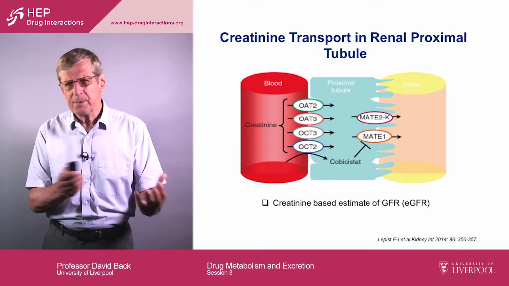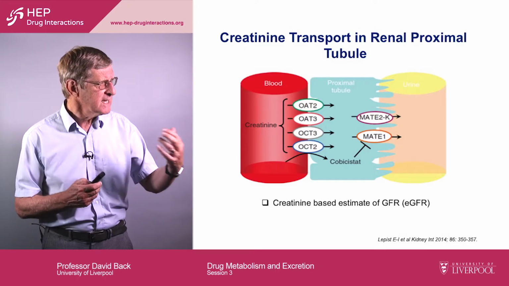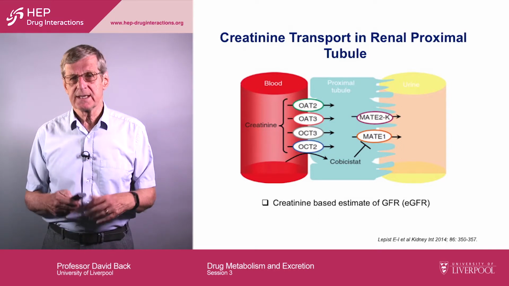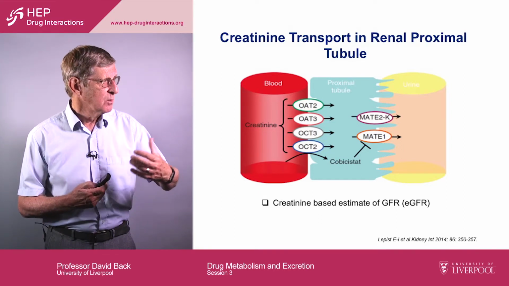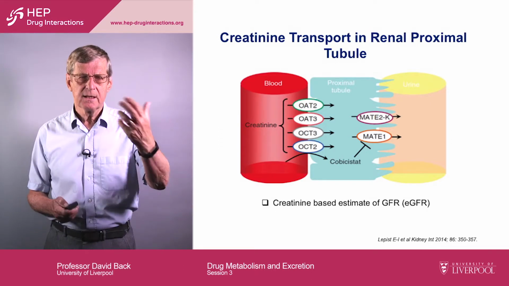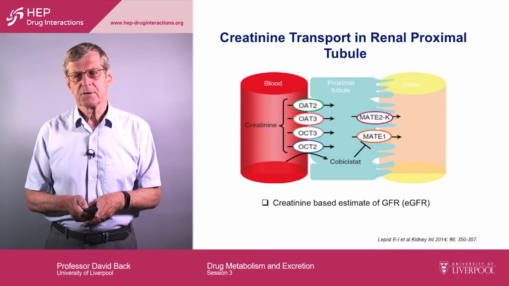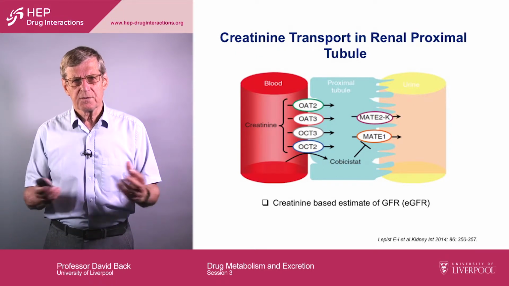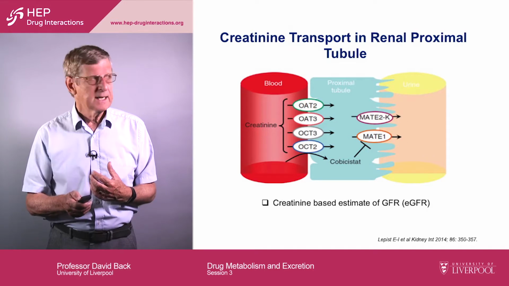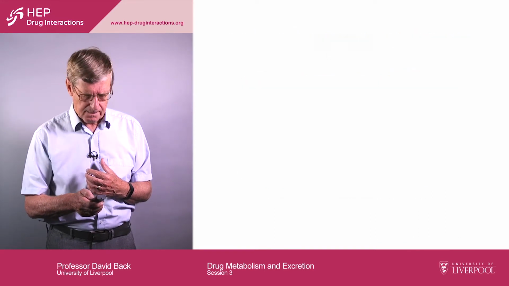And some drugs can inhibit that process and influence, therefore, the exposure of creatinine. One example is the HIV drug cobicistat, which can block OCT2, and therefore you get raised creatinine and you get a change in your glomerular filtration rate. So it's important for us to understand the implications for drugs acting in the kidney.